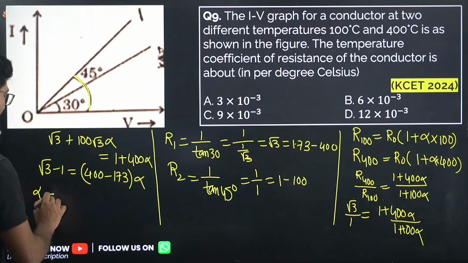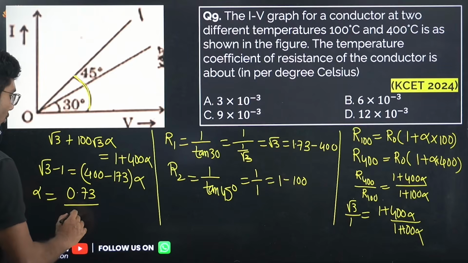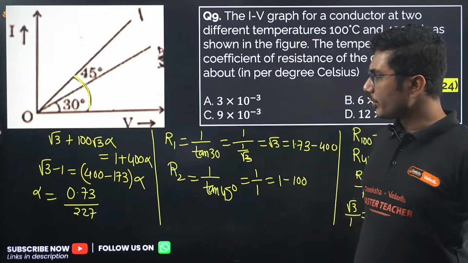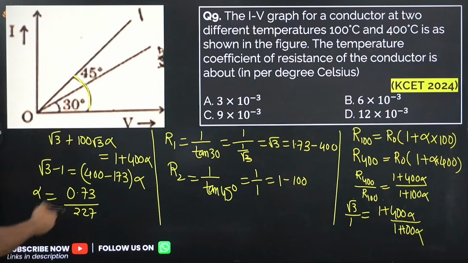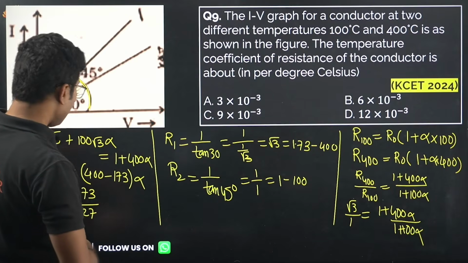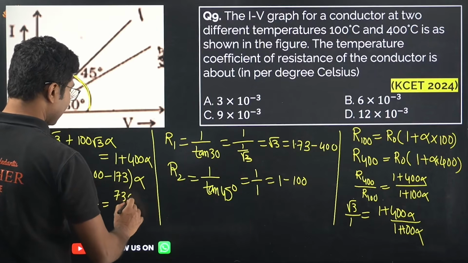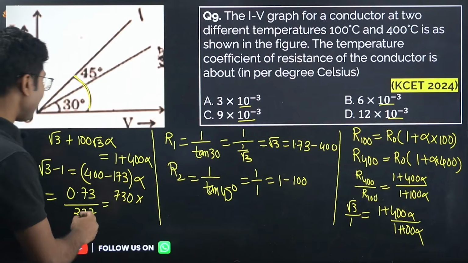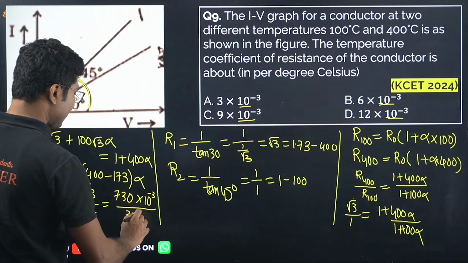So alpha will be equal to 0.73 divided by 227. We have taken the value of root 3 as 1.73, so if you put that in, you can easily calculate it. Now if you see the options, you have to simplify it. So it will be 730 into 10 to the power of minus 3, because all the options have 10 to the power of minus 3. So we have multiplied by 1000 and made this 10 to the power of minus 3, divided by 227.